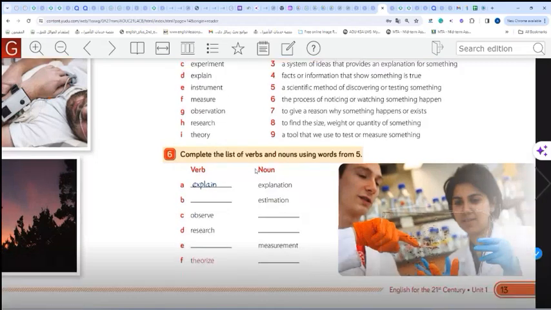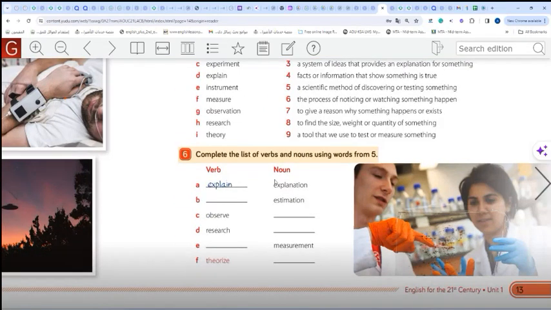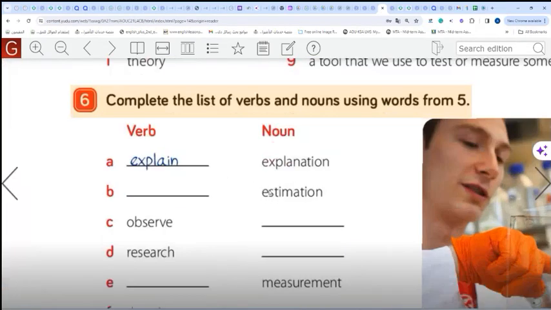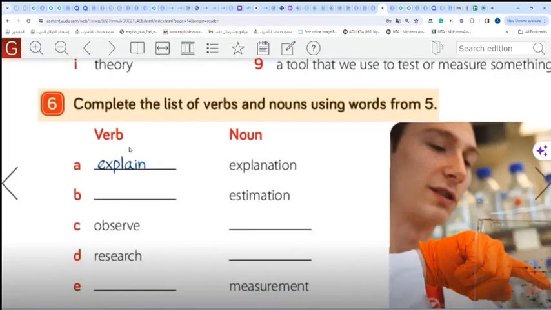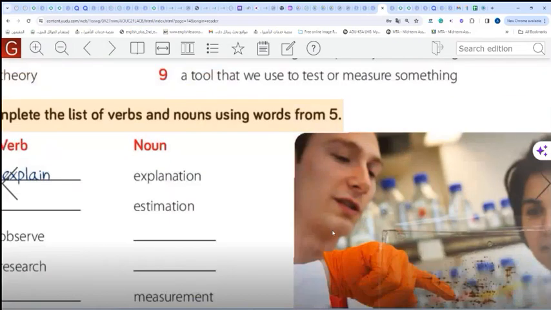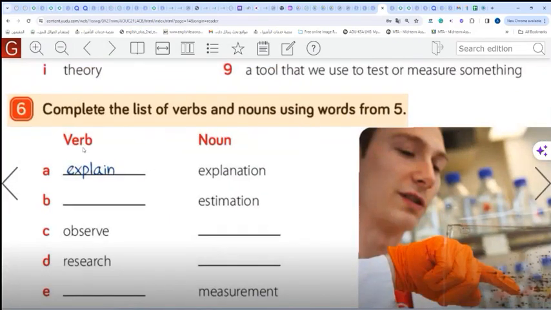Now, dear students, let's look at exercise 6. What can you see here? We have something written in red. What do we mean? Verb, excellent, and yes, this laboratory. And noun, excellent. What do we mean by verb? Excellent. What about noun?